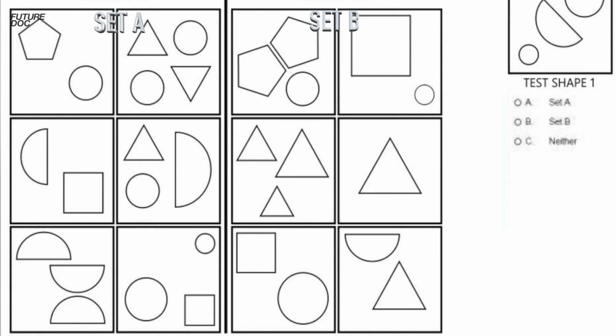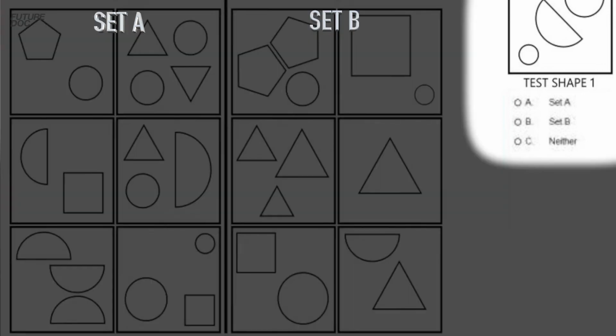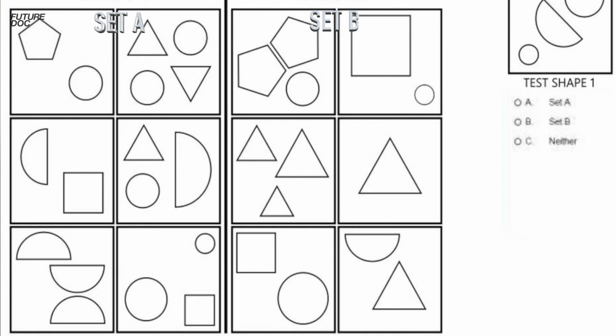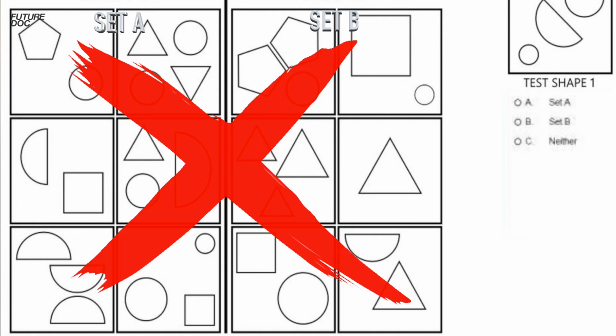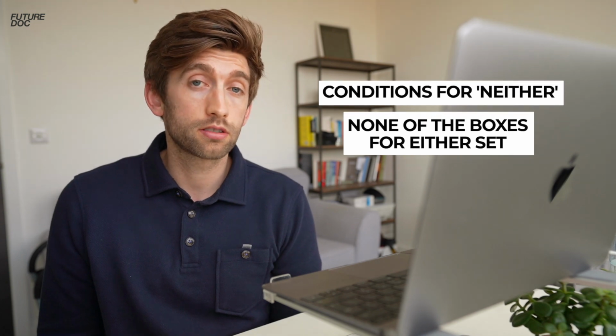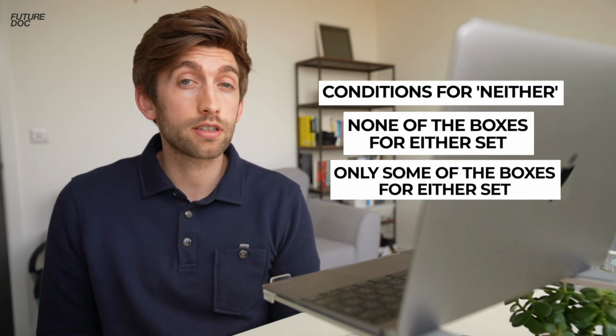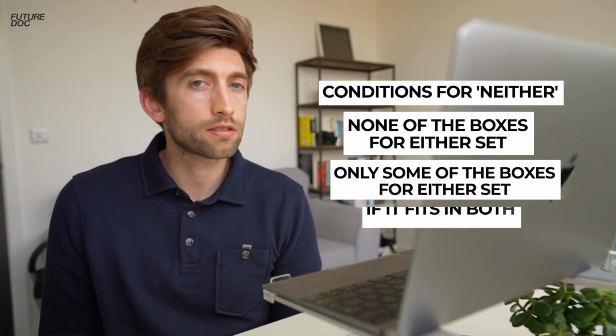So as I say, type 1 and type 4 will have 2 sets of grids of 6, and each of the boxes will contain a number of items. And then on the right, you'll have your test shape, and the question will say, does this shape belong to set A, set B, or neither of the sets? And remember, when you're selecting whether it's A or B, the test shape must fit with the pattern for all 6 of the boxes of either grid that you select. So for it to be neither, it needs to be one of 3 things. It either goes with none of the boxes in any of the grids, it only goes with some of the boxes for either set, or actually the pattern fits into both.